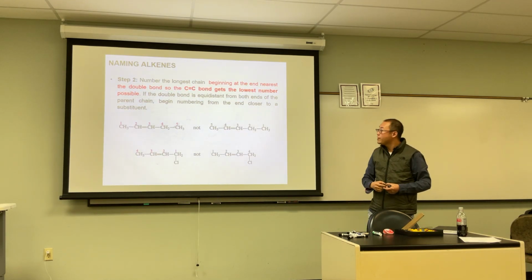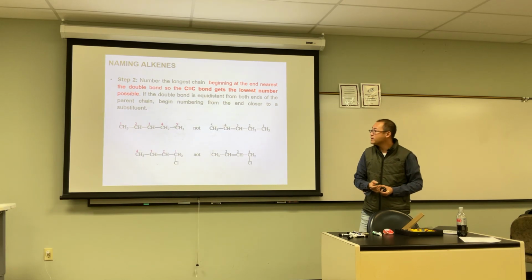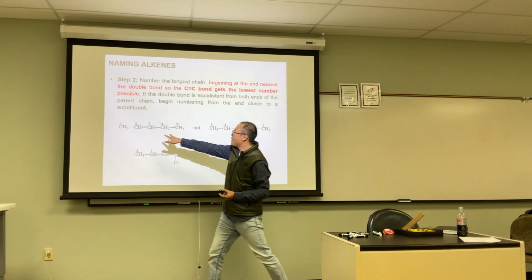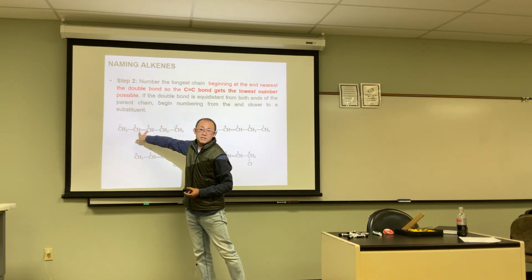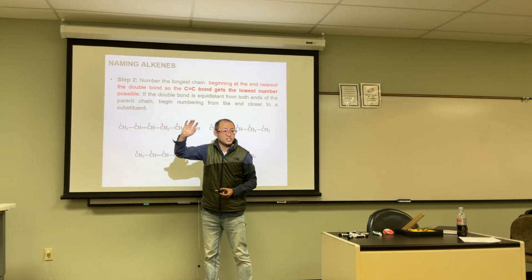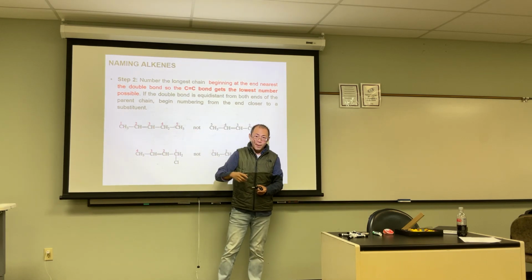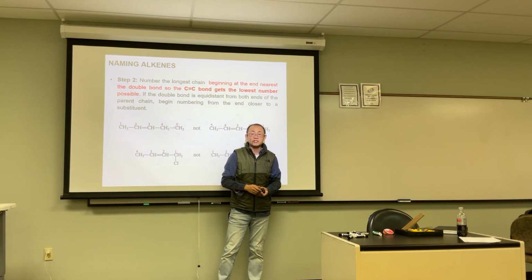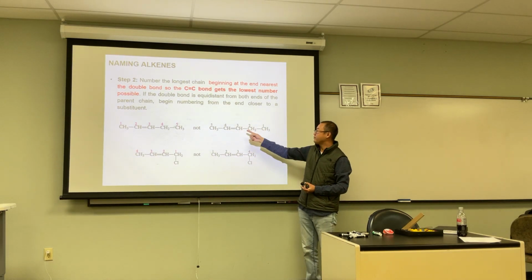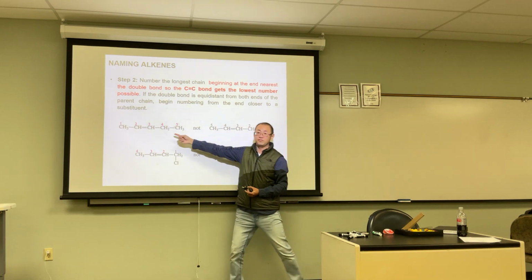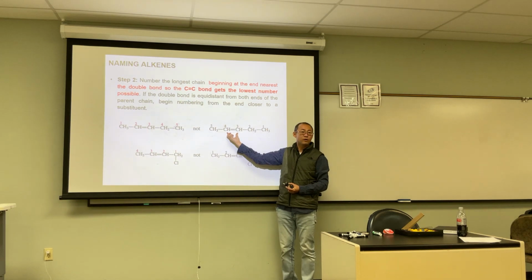Another modification, very important, is you number the longest chain. Make sure the double bond 2 carbons get the lowest number possible. We're not talking about branches. We're not talking about groups. We're talking about these 2 carbons of the double bond getting the lowest number possible. Here, you can see 2 ways for numbering it. I picked this one because what? You get 2 and 3 instead of what? 3 and 4. Does it make sense, guys?